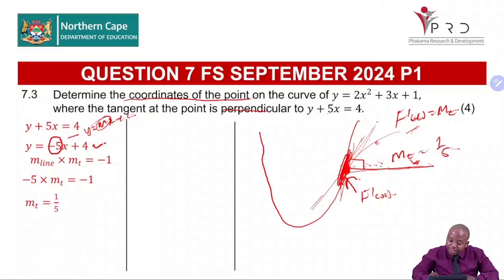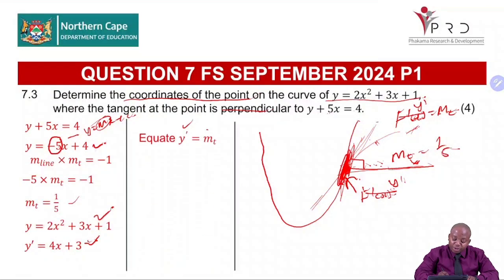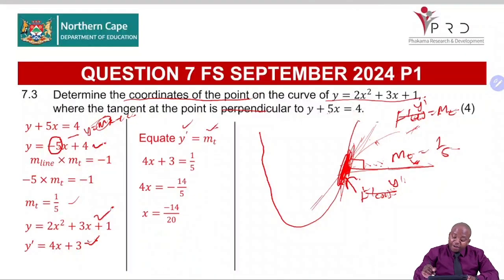Now, to get the point, remember this is intersecting with our curve at this point, but we are intersecting with its gradient at that point. So it is a tangent at that point. So we're going to find the first differential of our y. Oh, it's y prime actually. Right, then our y prime is equal to 4x plus 3. So we're going to equate the two to find the point of intersection. So equate the y prime and our tangent gradient. Then we're going to solve for our x. When we solve for our x, we get x to become negative 14 over 20.